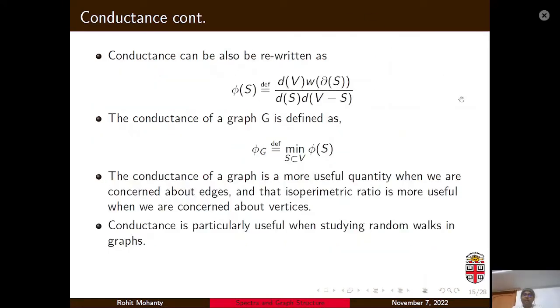Now conductance can also be rewritten as phi S, which is defined as d(V) into W of del S upon d(S) into d(V minus S). Now the conductance of a graph is defined as phi G equals the minimum of phi S for all S that is a subset of V. That is, we pick the subset with the minimum conductance, and that is the conductance of the entire graph. The conductance of a graph is more useful when we are concerned about edges, and the isoperimetric ratio is more useful when we are concerned about vertices. The conductance is particularly useful when studying random walks in graphs.